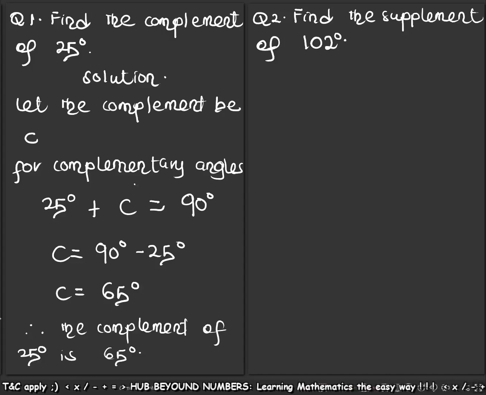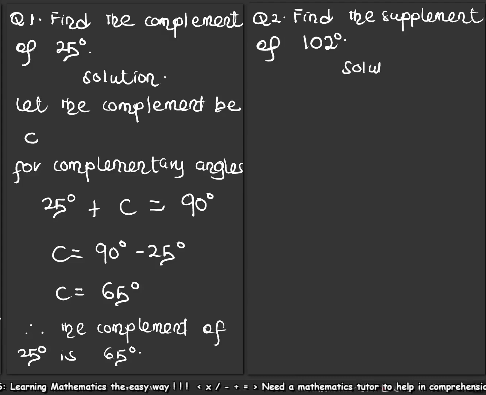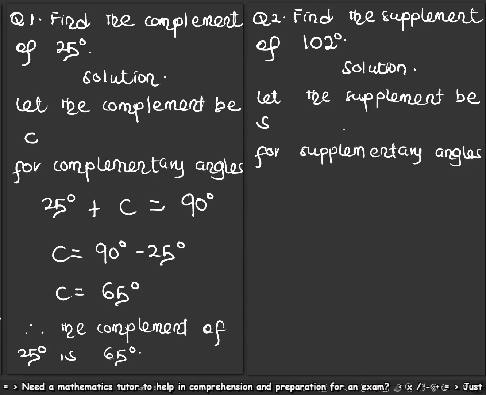So with this method here, let's look at this also and try. We said we should find the supplement of 102 degrees. You see? So we can follow the same method. Write our solution, and we say we let the supplement or the supplementary angle be any variable of your choice. So we let the supplement be S.